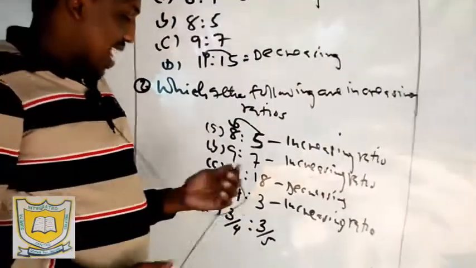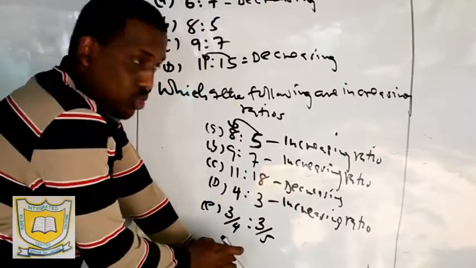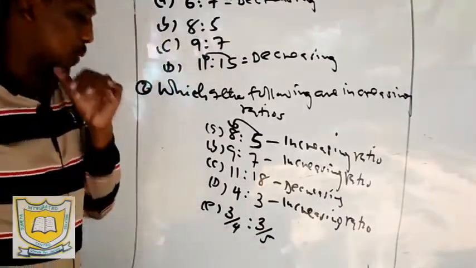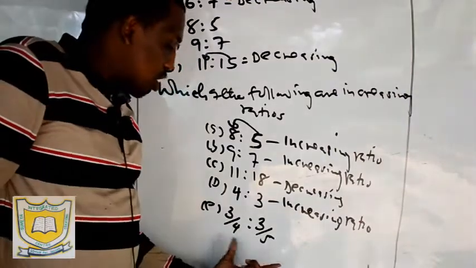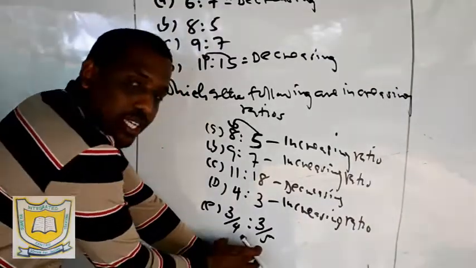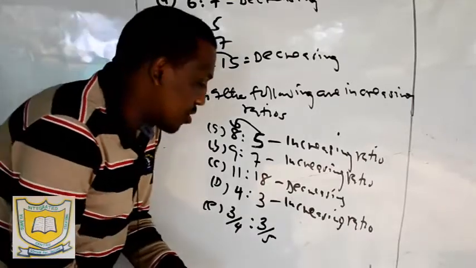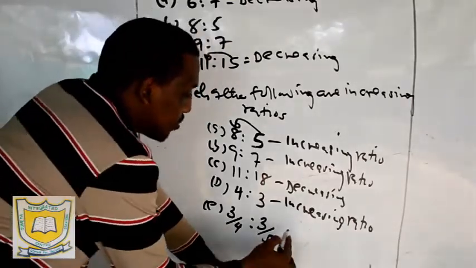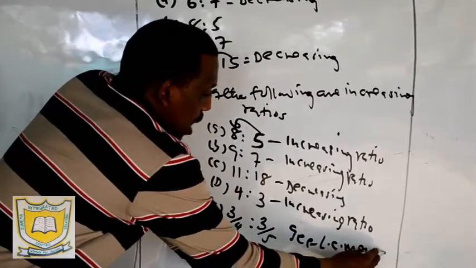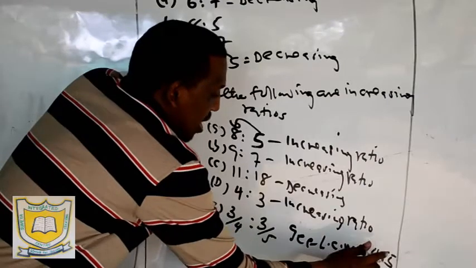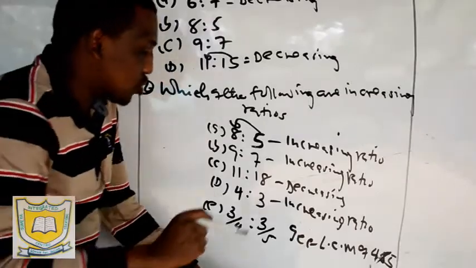Now this is where some learners have problems. They normally fear the fractions. An easy way for you to know which one is decreasing is to change them into whole numbers. What you do, you get the LCM of the denominators. The denominators are 4 and 5. So the LCM of 4 and 5 is 20.